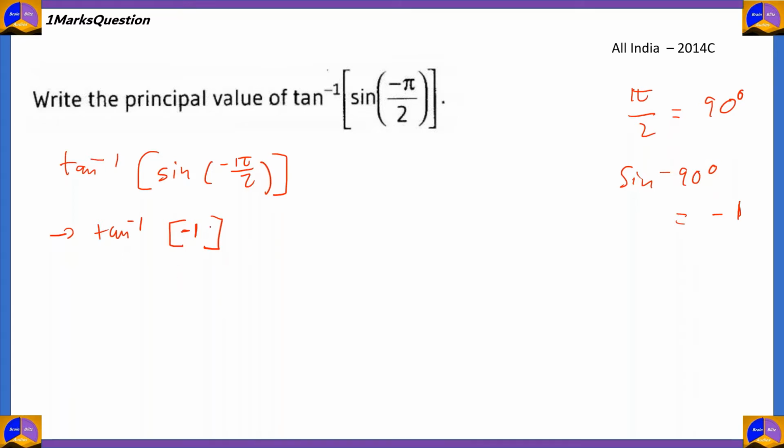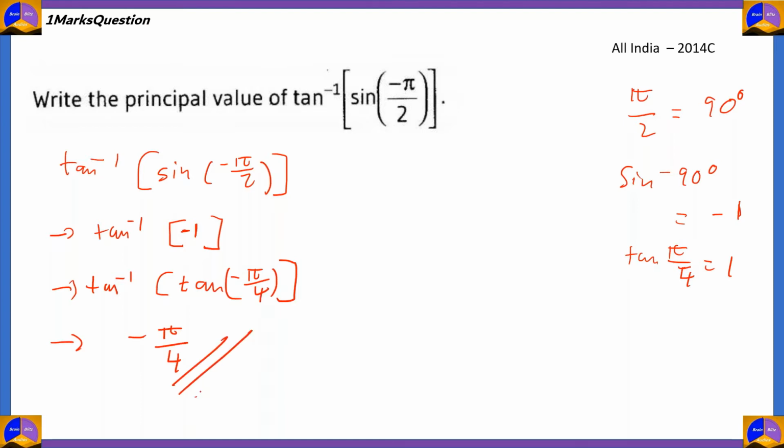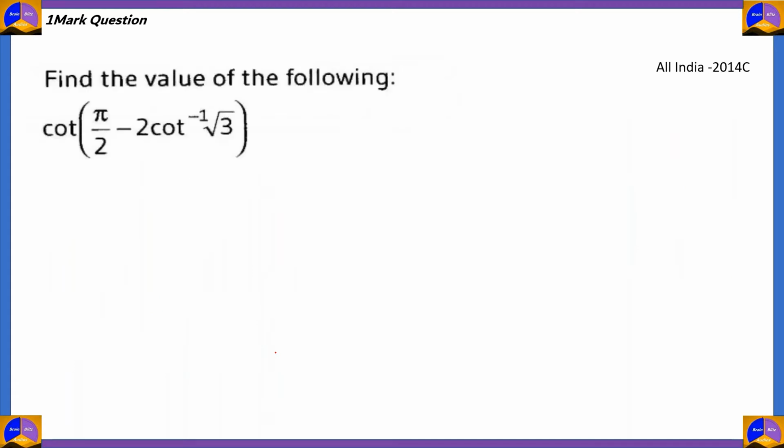How do you convert it in order to get the principal value? Well, we know that tan pi by 4, that's tan 45, is equal to 1. So tan of minus pi by 4 would be equal to minus 1. So we can write tan inverse minus 1 as tan inverse of tan minus pi by 4. And the tan and tan inverse get cancelled, so you get your principal value as minus pi by 4. Simple, isn't it? Let's move on to the next question.